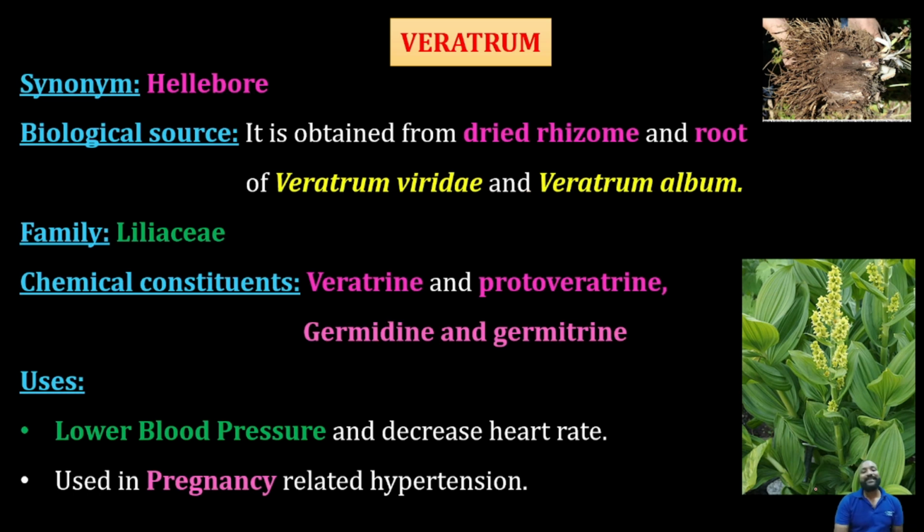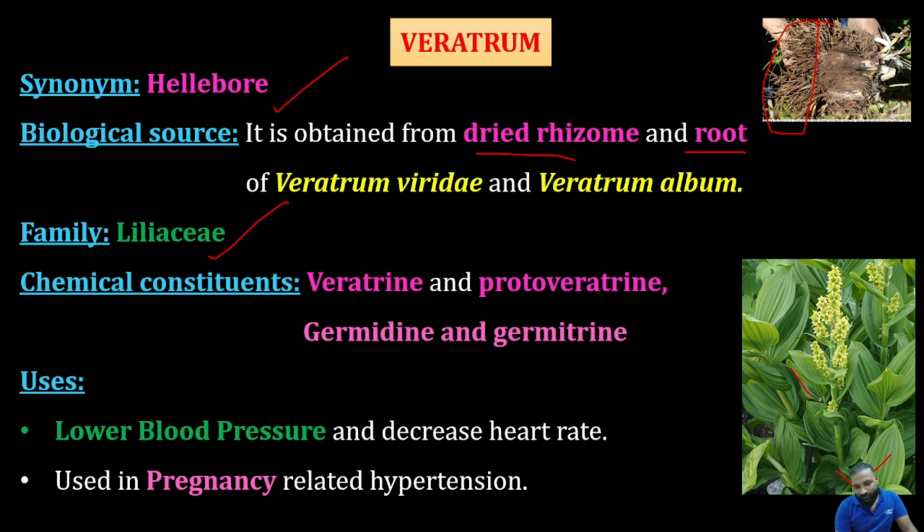We can get this veratrum from the roots and rhizomes of Veratrum viride and Veratrum album. The synonym of veratrum is hellebore. The source is dried rhizomes or roots of Veratrum viride or Veratrum album. Veratrum is the common name; Veratrum viride is one species and album is another species. It belongs to family Liliaceae.